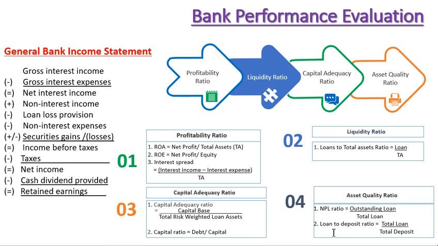Another asset quality ratio is the loan to deposit ratio, where you take the total loan divided by total deposit. This shows what percentage of the deposit has been given to borrowers. The higher the ratio, the better the profit. Why better profit? Because you are giving out more loans, but at higher risk. What kind of risk? Default risk. Higher loans actually come with higher default risk of the borrower.